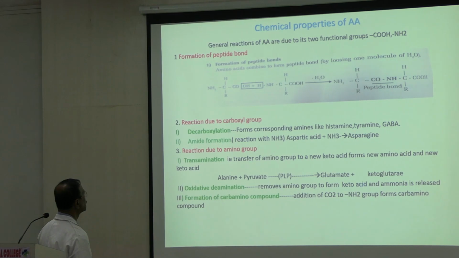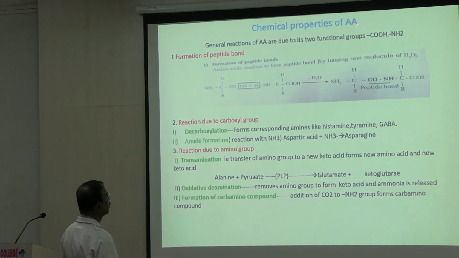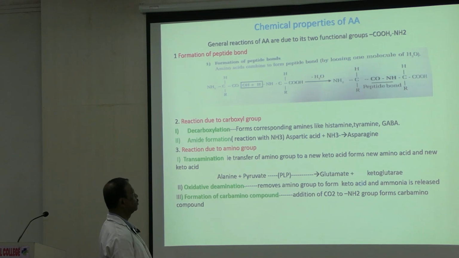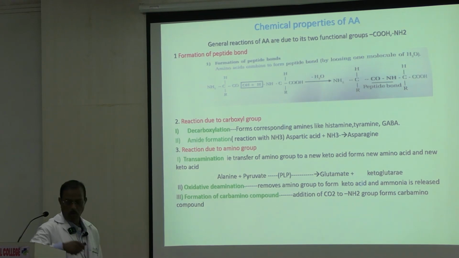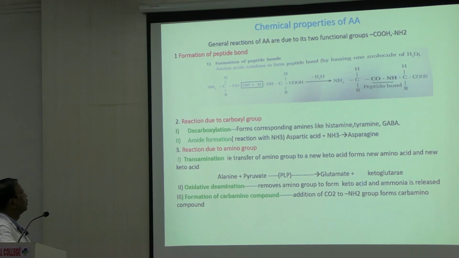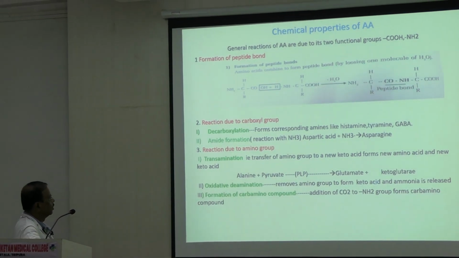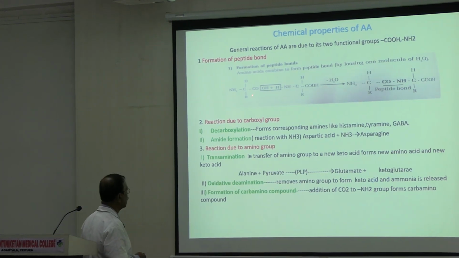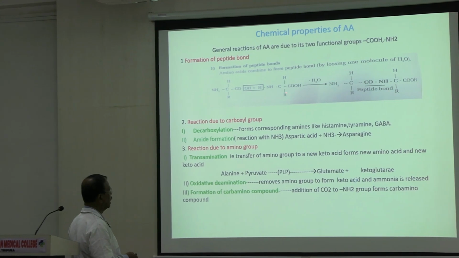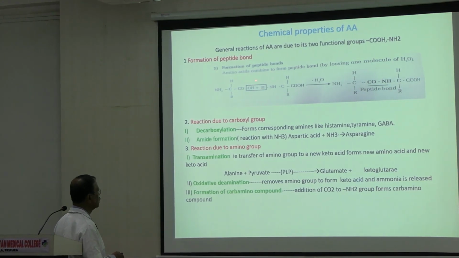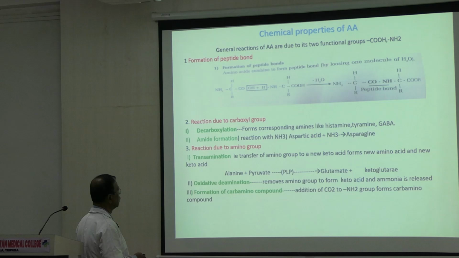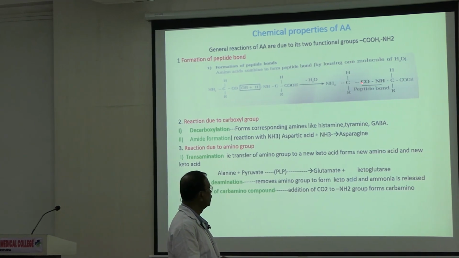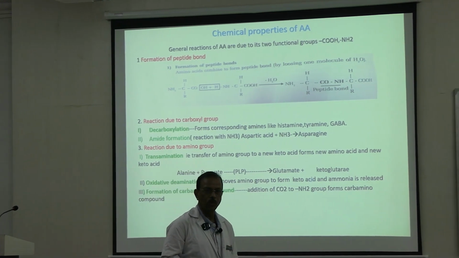Chemical reactions of amino acids are due to the functional groups of amino acids, the carboxyl group and the amino group. They can produce bonds with the nearby amino acid. Here one amino acid is there, here another is there, so they can produce a bond here that is called a peptide bond, and the amino acids are called residues.